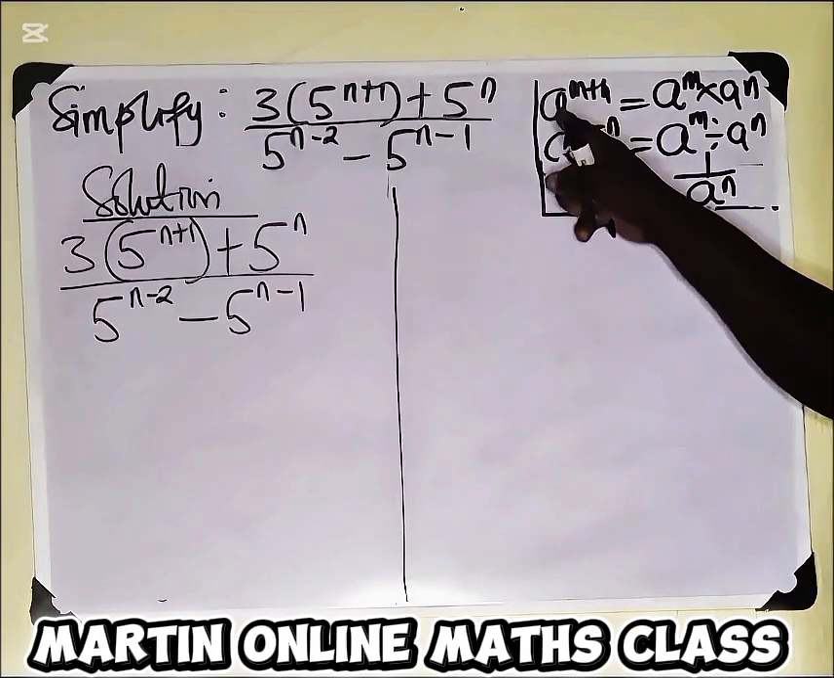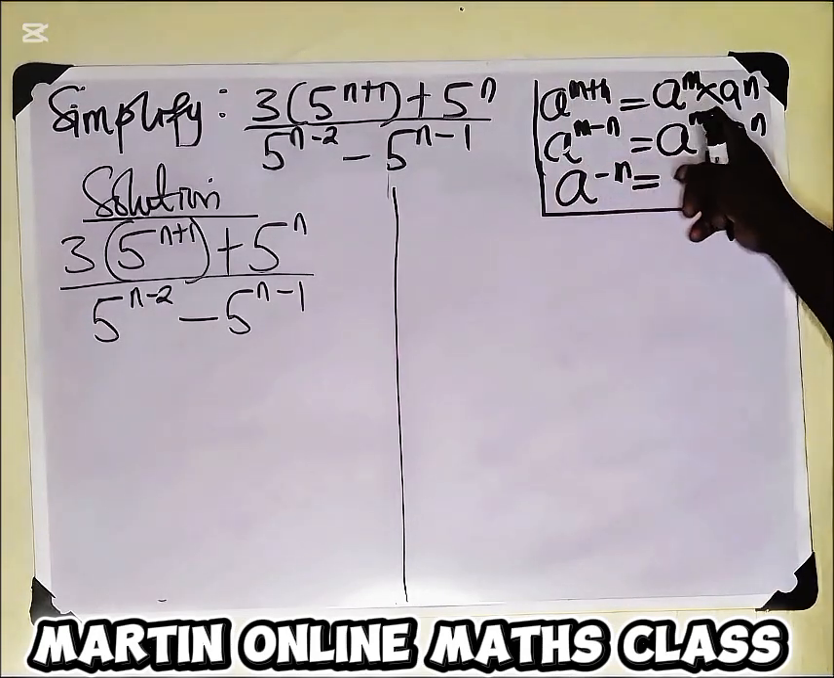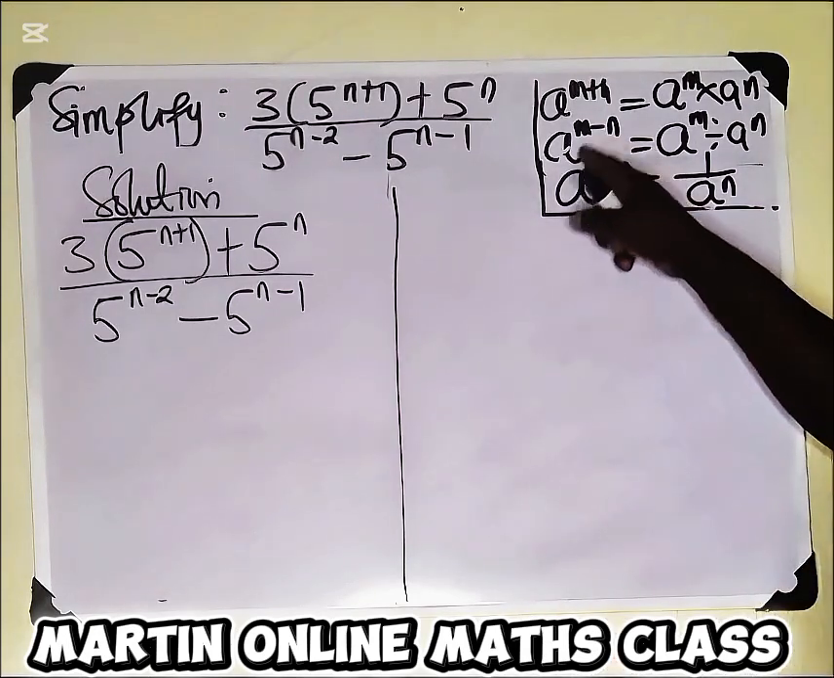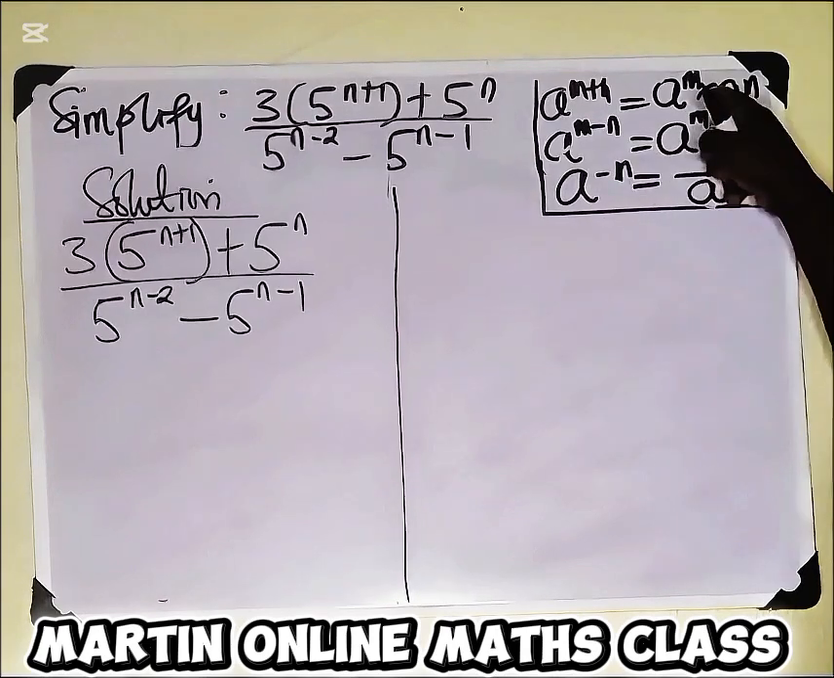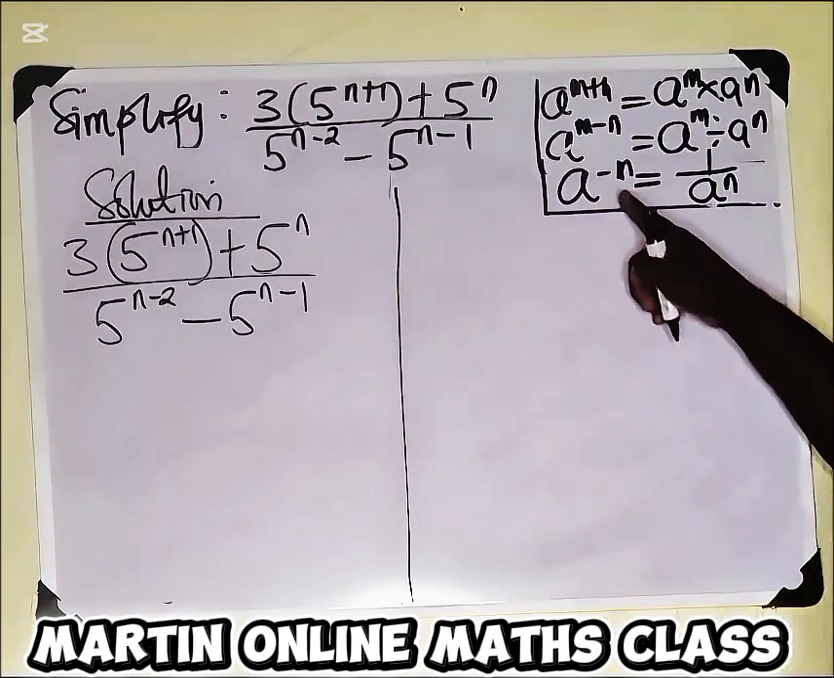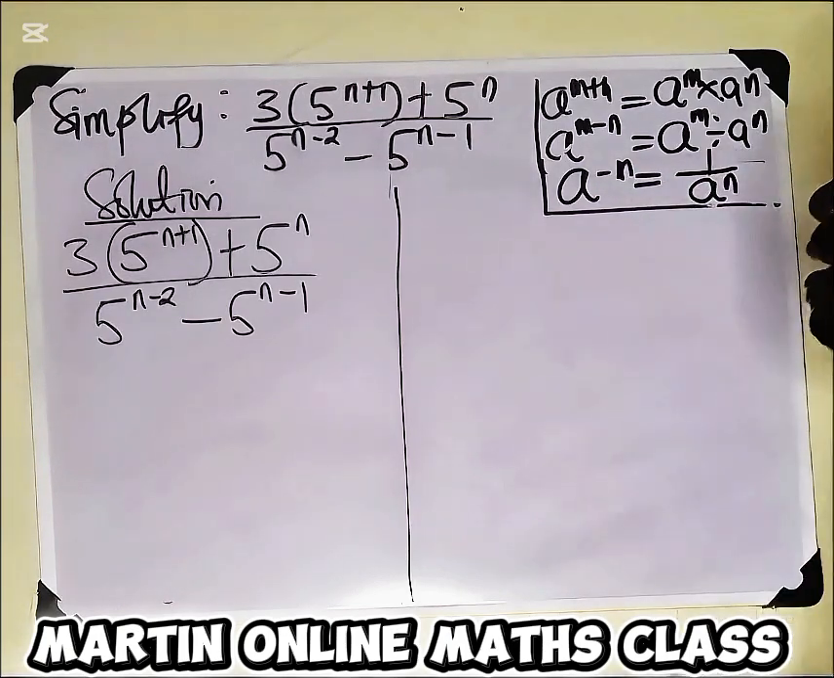The first law says that a^(m+n) is equal to a^m times a^n. The second law says that a^(m-n) is equal to a^m divided by a^n. The third one says that a^(-n) equals 1 over a^n.